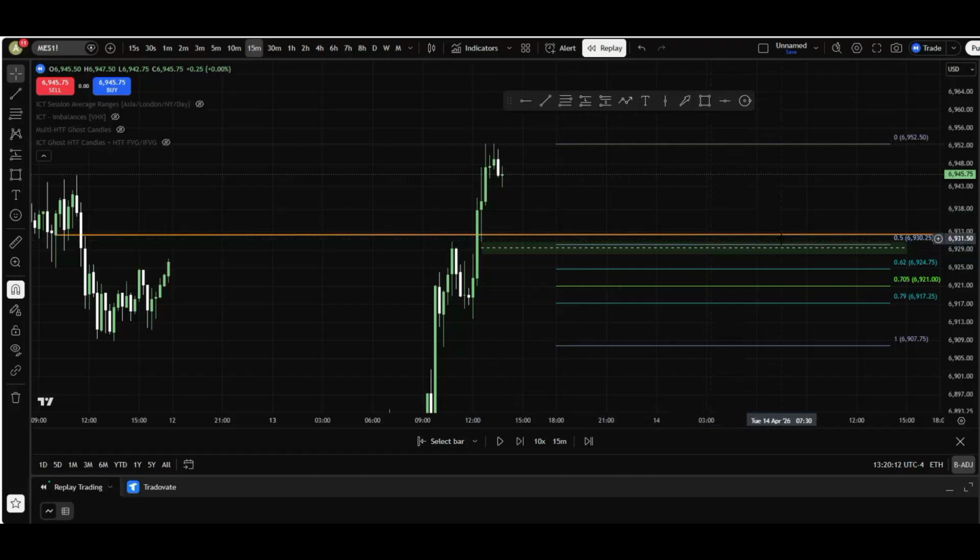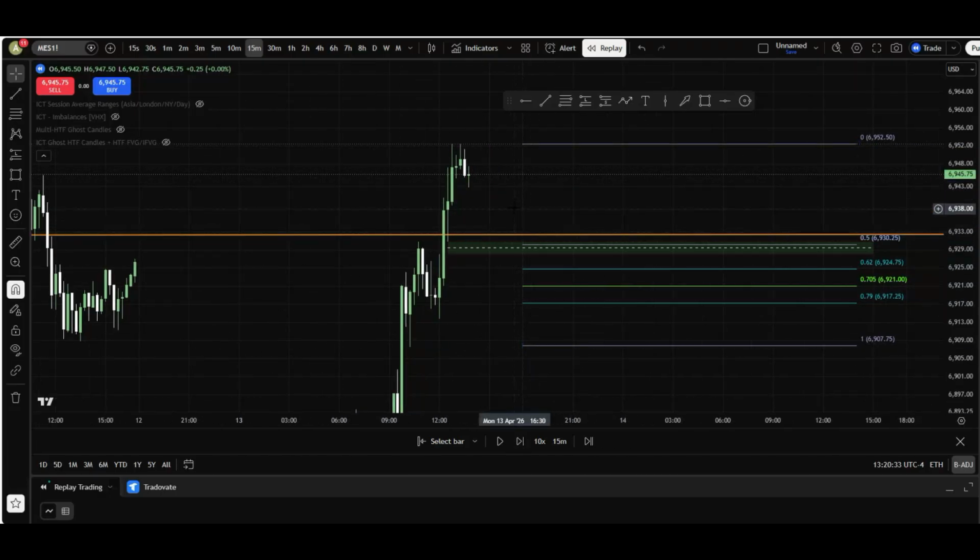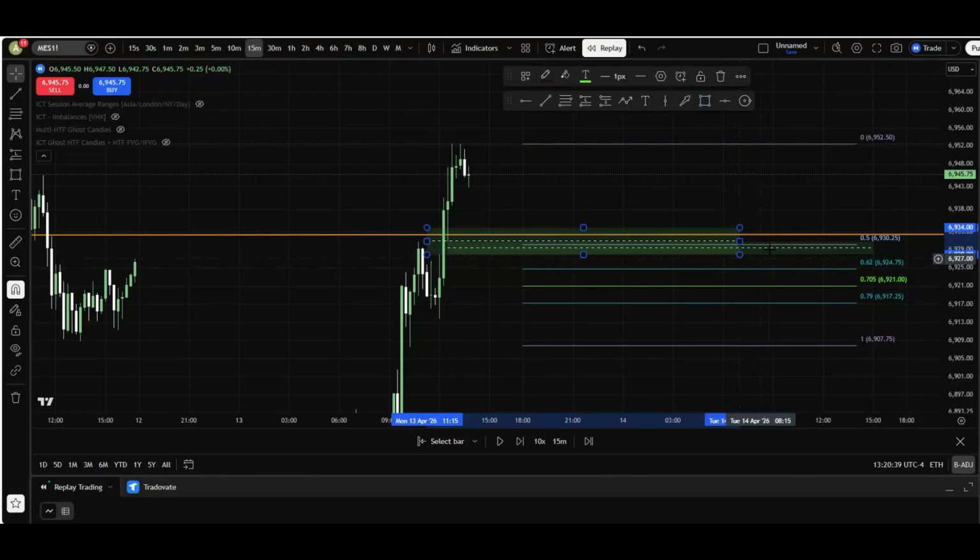So this would be my point of interest. Does it mean we have to go into this? No, not necessarily. It just means that I really don't want to see this get inverted. And if it did, it would need to be pretty quick to get that shoot back the other way. So let's play some candles out. We'll see what happens. We got a lot of overlapping stuff right around here.